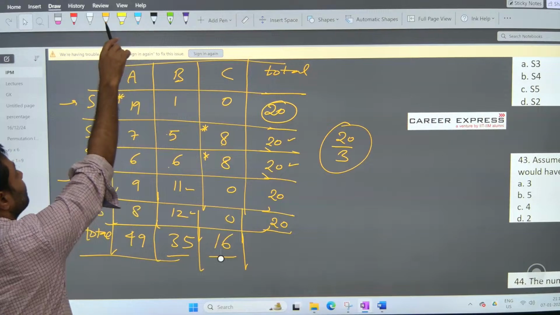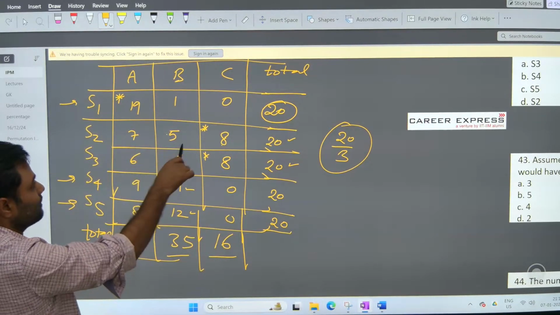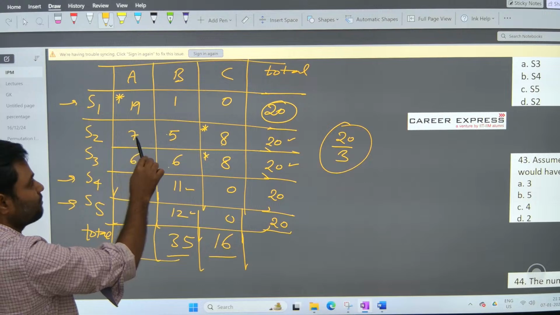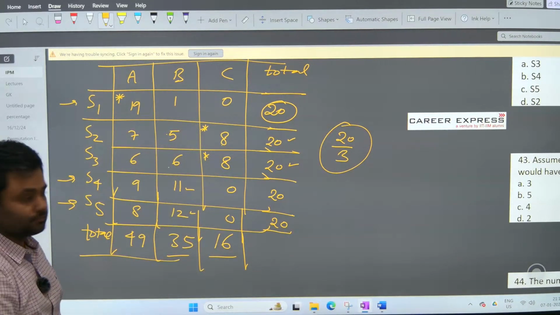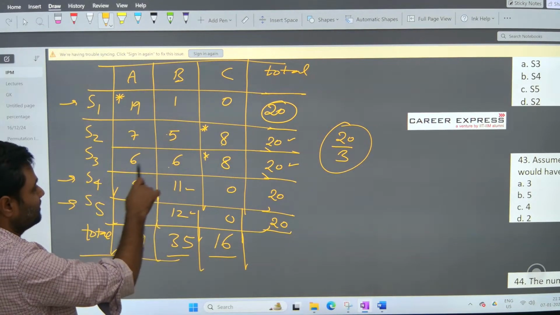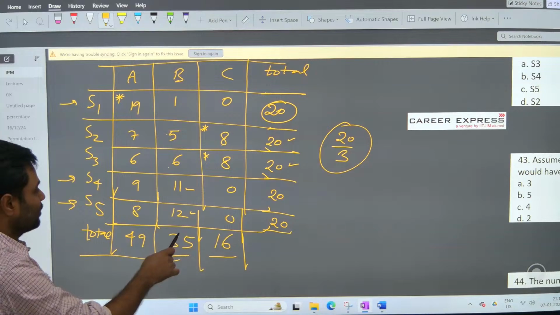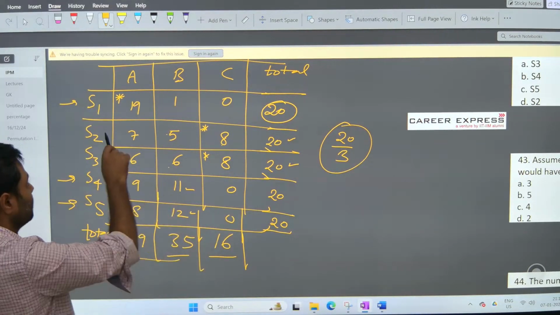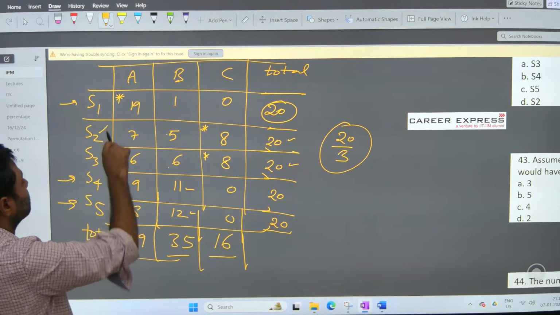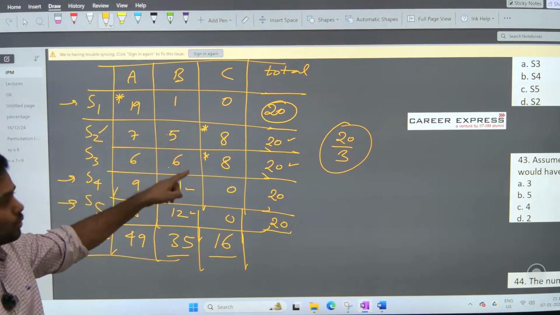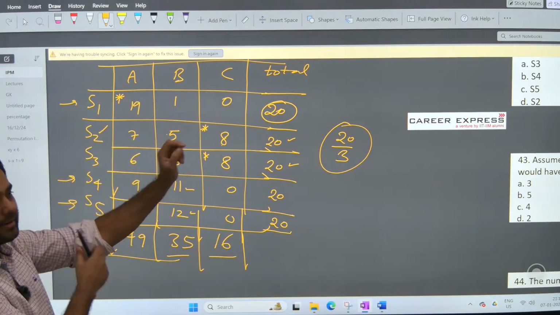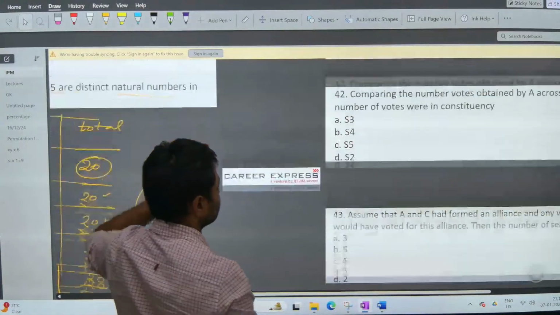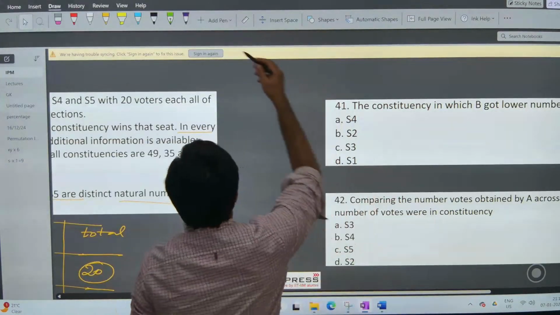So S1 is not that constituency. In constituency 2, S2, B gets lesser number of votes as compared to both A and C. Right? In S3, they are equal, A and B are equal. In S4, B is more, and in S5, B is more. So it is only one constituency, that is S2, where B gets lower number of votes as compared to A and C. So the answer for the first question has to be S2.